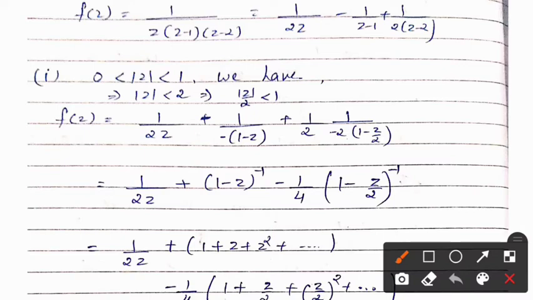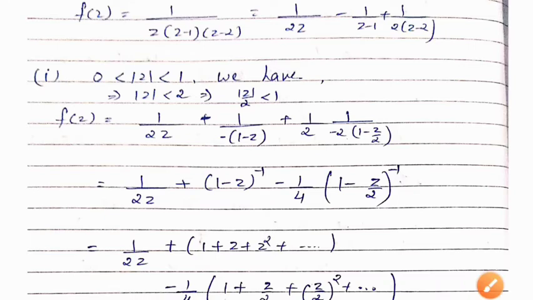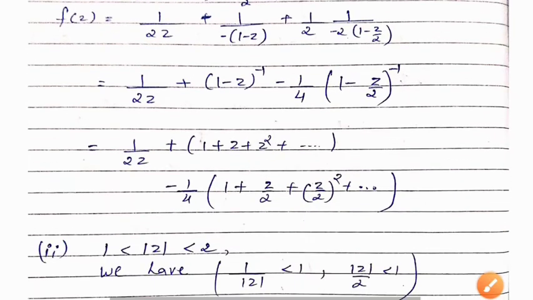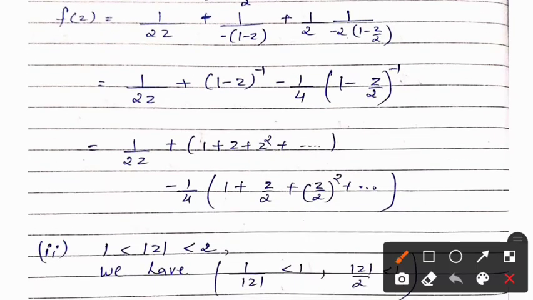So, for that I have to take minus 2 common here. If I take minus 2 common, then I get 1 upon minus 2, 1 minus z by 2. Now, see, this minus and this minus will be plus over here. Minus 2 into plus 2 will be minus 1 by 4. And now, I have to use the binomial theorem. So, if I take this 1 minus z above, I get 1 minus z inverse. If I take this above, then I get 1 minus z by 2 inverse.